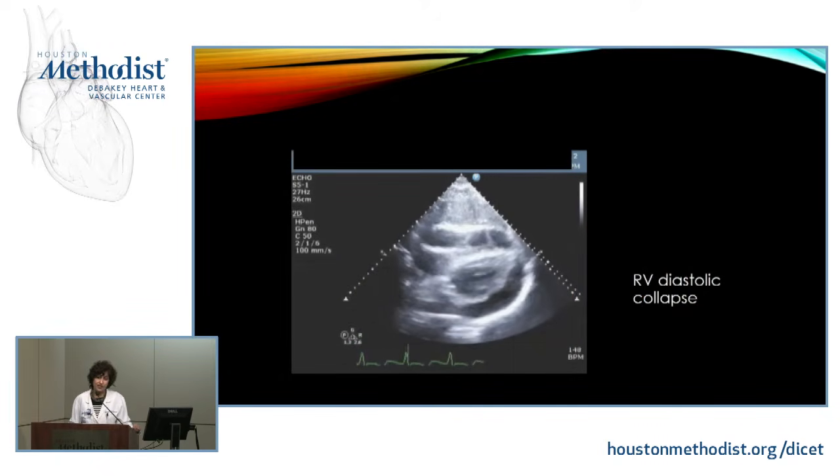Again, views are very important. In the first view, we did not notice the RV collapsing at all. But in the subcostal view, you can see the beautiful RV diastolic collapse. So again, in echo, multiple views are necessary for us to determine if there is a hemodynamic compromise.